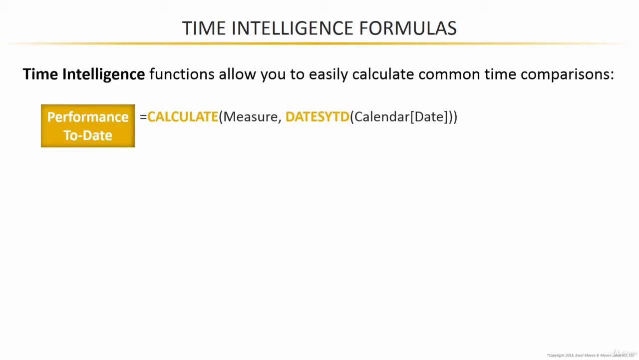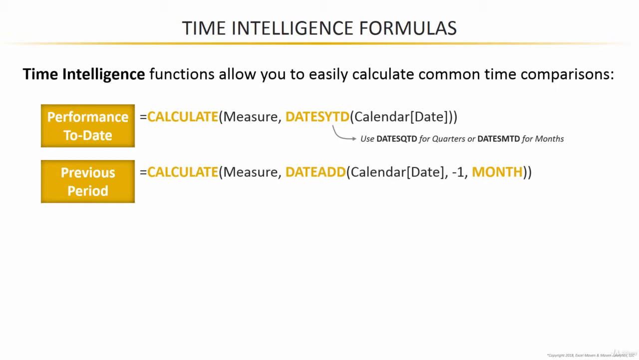So the first one that we're going to talk about is performance to date. So it's going to start with that calculate function. We're going to be calculating some measure, whatever you choose. Could be orders, could be revenue, returns, profit, whatever it might be. And then we're going to use the DATESYTD function in here and point to a date field in a calendar table. Now, DATESYTD calculates a year-to-date total, but you can swap in other variations like DATESQTD for quarter-to-date or DATESMTD for month-to-date.